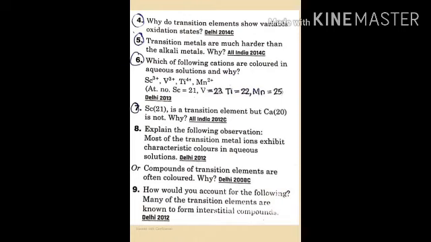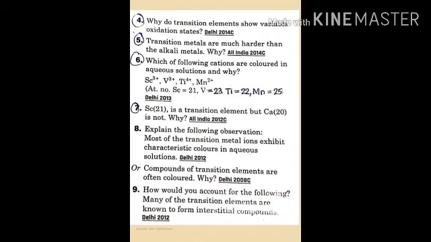Next question. Which of the following cations are colored in aqueous solutions and why? They have given the ions, and they have given the atomic numbers also. What you have to do is write their electronic configuration and check which of these ions have partially filled d orbitals. Only the partially filled d orbitals can undergo d-d transition. So they will be colored and the others won't be colored. So whenever you get this type of question, first write their electronic configurations.